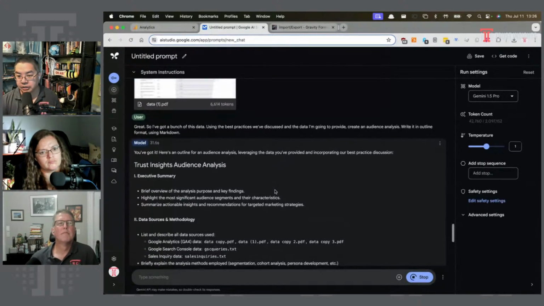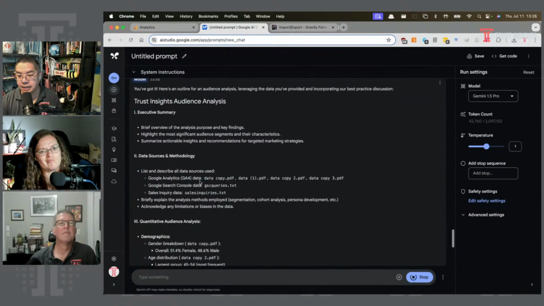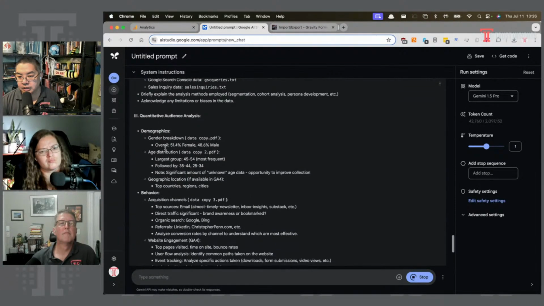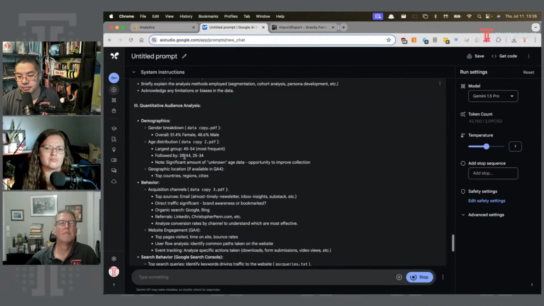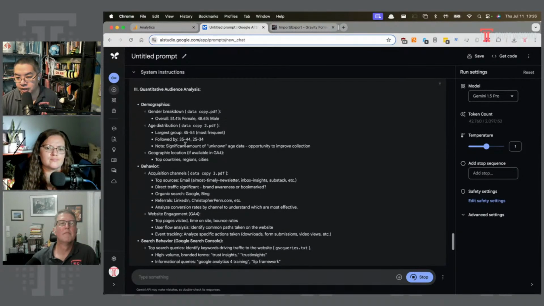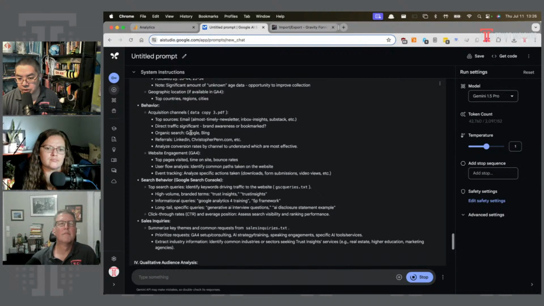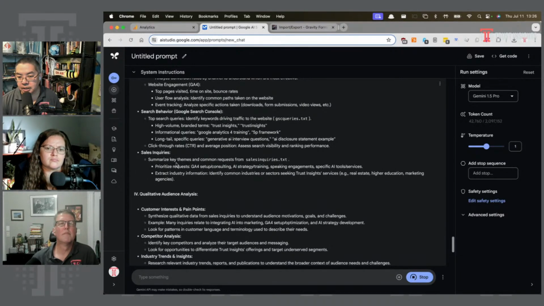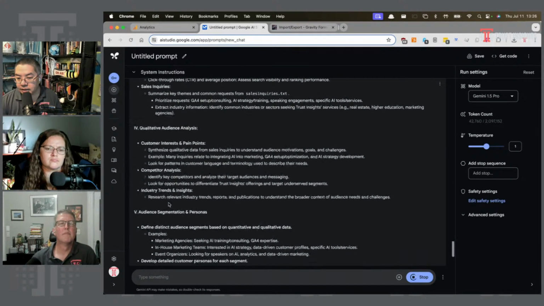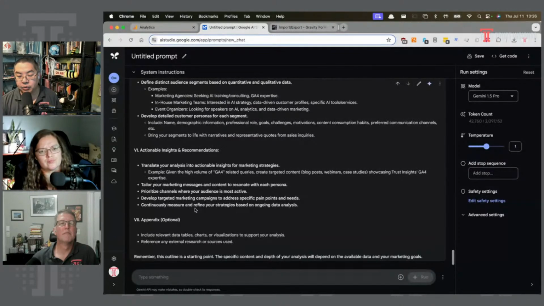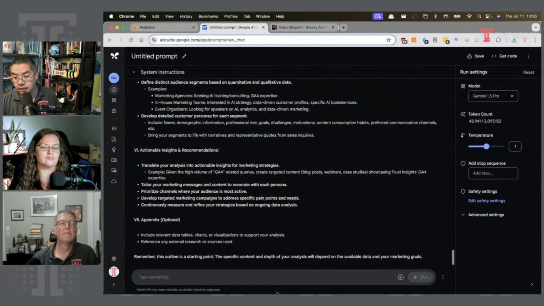So let's take a look here. The Trust Insights audience analysis. We have data source methodology. Here's the gender demographics. Age distribution, followed by behavior, acquisition channels, website engagement, qualitative. So it is essentially creating the recipe.